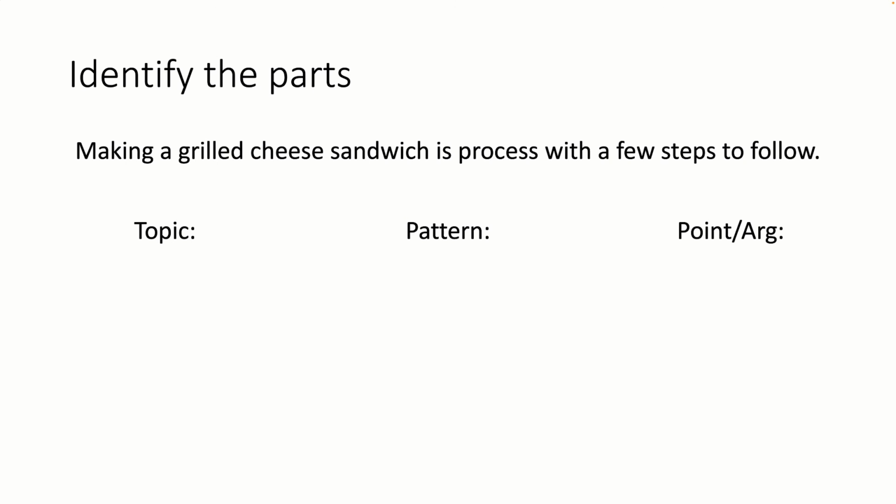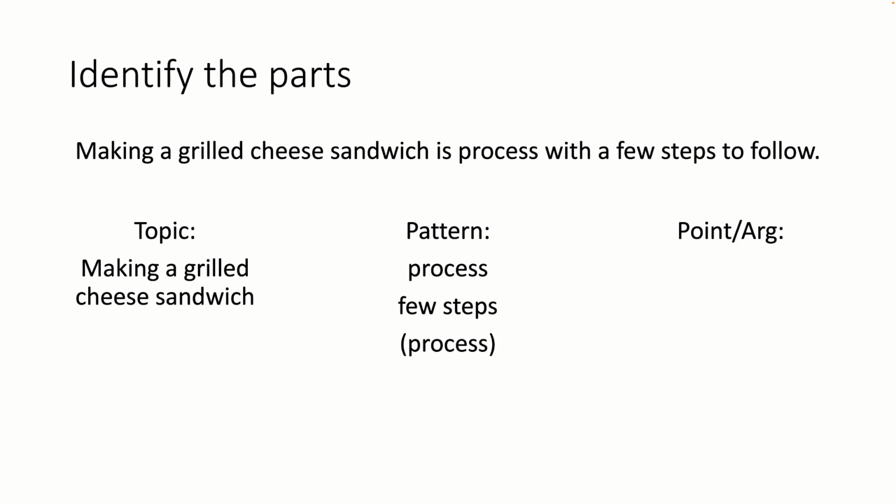This one's a little bit harder to identify the topic because this topic is an activity rather than just a straight noun. And so making a grilled cheese sandwich is our topic. This one's easy. We do have process, but we also have few steps, also indicating process. And that it's a process with a few steps to follow. This one you have to be very careful about because we want to put in the word easy. But in order to put in the word easy and to introduce it in a topic sentence means we then have to prove it. So be very careful about those words you have to prove.